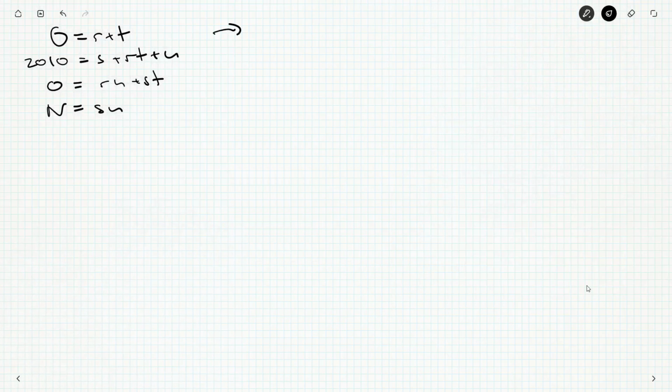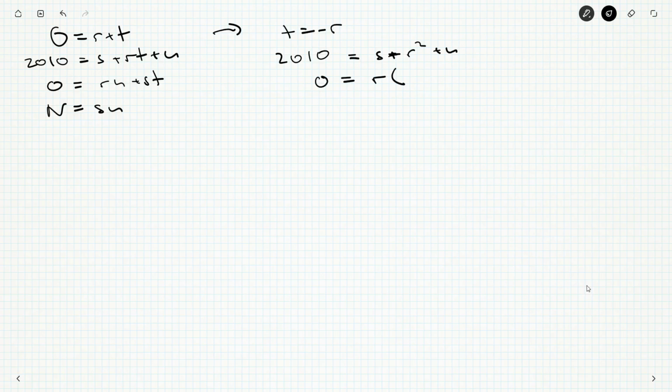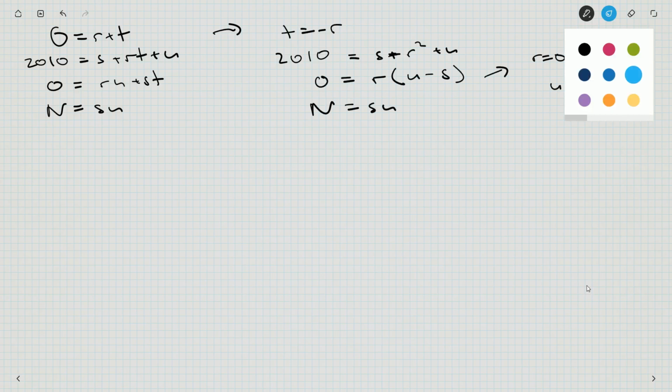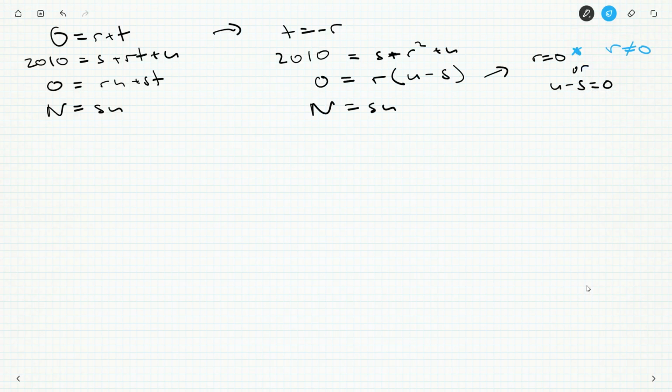Now this first one tells me that t has got to be equal to negative r. Well, hey, I can put that into all my other equations. You know, 2010 is s minus r squared plus u. And 0 is, I can take out a factor of r here: r times (u minus s). And n is, well, it's still su. But now this equation can only be 0 if r is 0 or u minus s is 0. But r can't be 0. They told us that in the setup, in the question. So s has got to be equal to u. Okay.